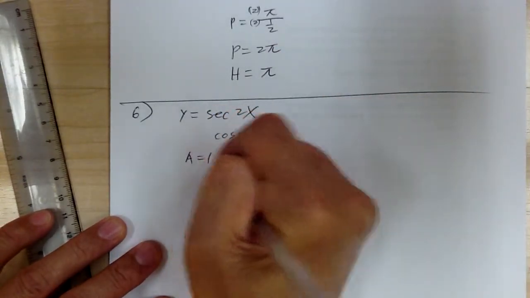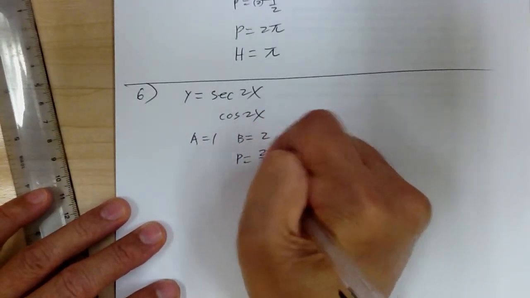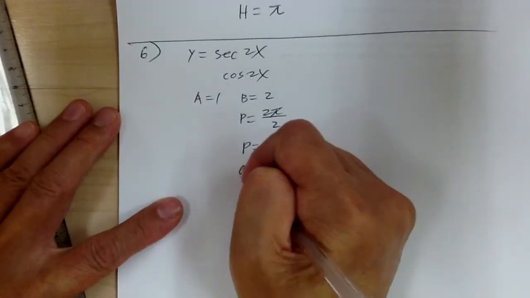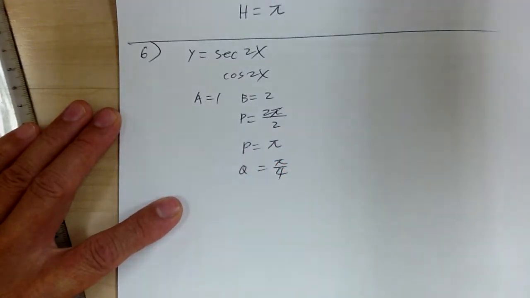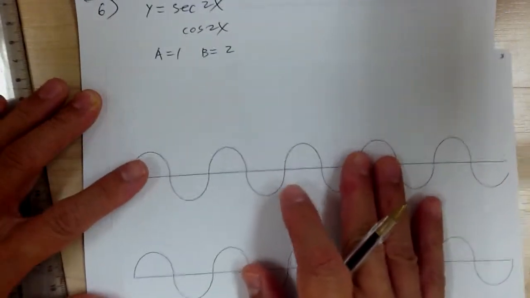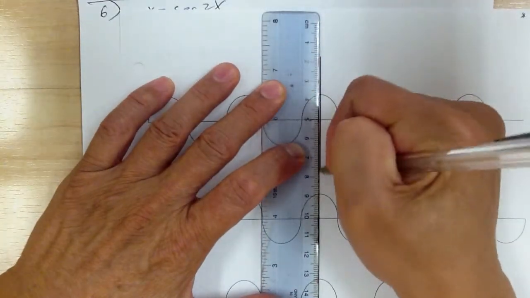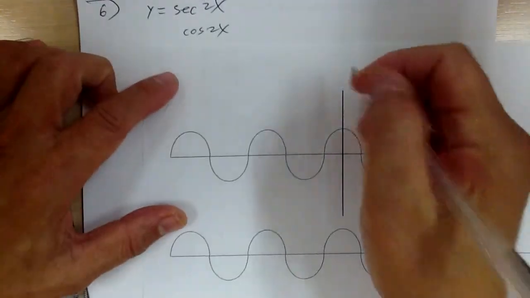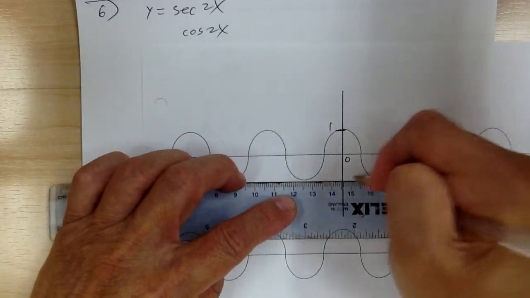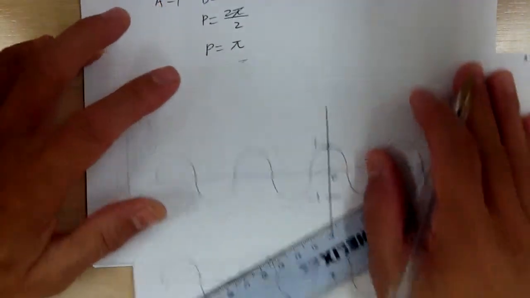Over here, you're going to get a equal to 1, b equal to 2. So period equals 2 pi over b. So period equals pi. And so a quarter wave would be pi over 4. Now for secant, you want to use this graph. Cosine starts at the very top over here. The a is equal to 1, so this is 1, 0, and this would be negative 1, and the quarter wave is pi over 4.